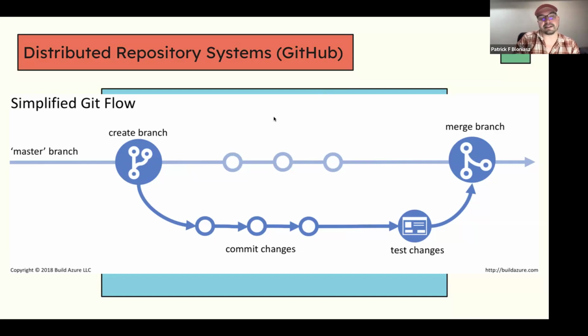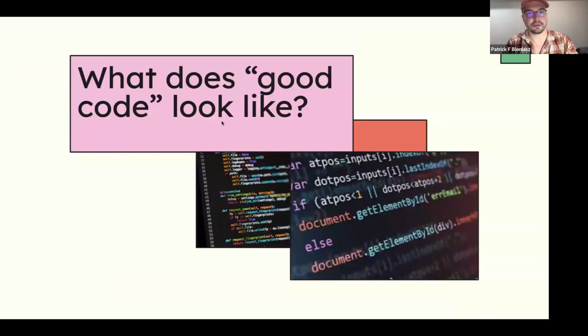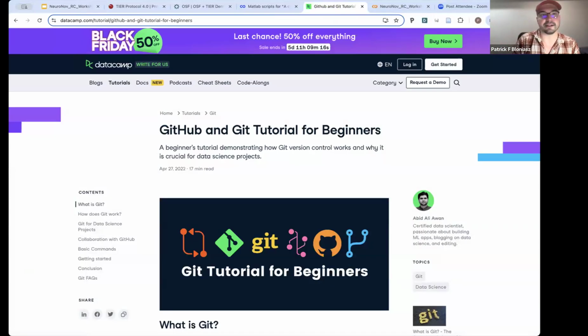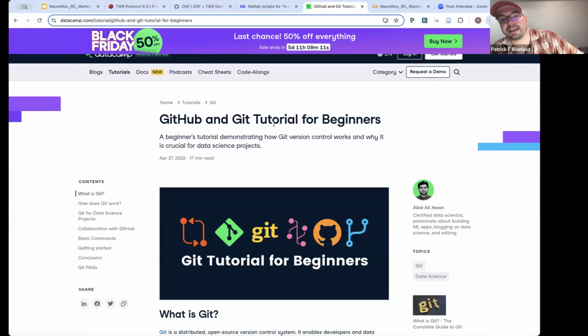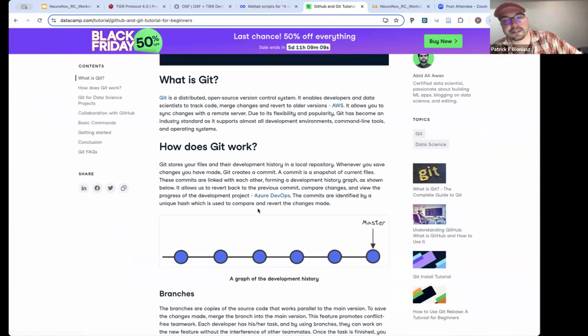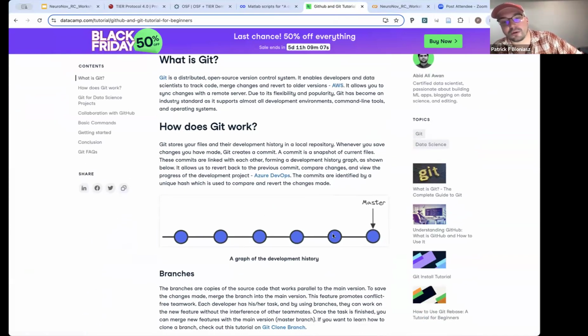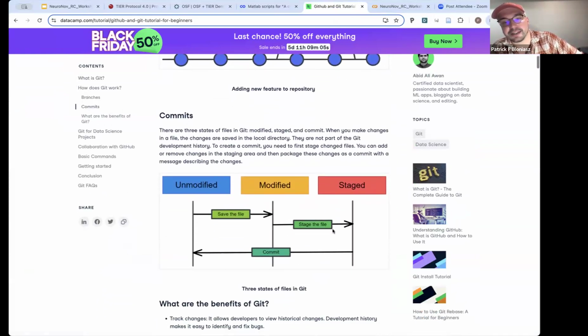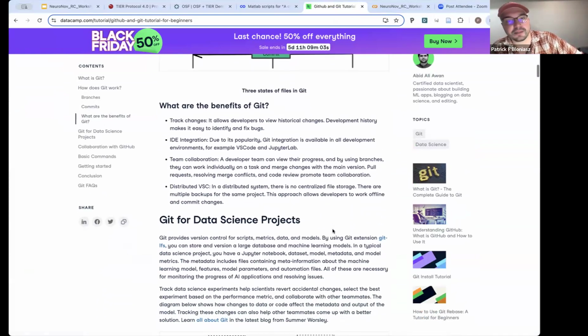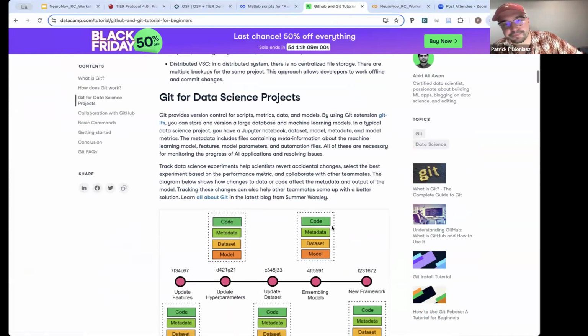Now, I will say it's important to not just get a basic crash course on this. There are a lot of really wonderful introductions and free boot camps on YouTube. One that I would recommend is DataCamp, which many people have probably heard of. It's a great GitHub and Git tutorial for beginners, and it walks through the whole intuition of branches, commits, and the benefit of it, which I just kind of hand waved at.